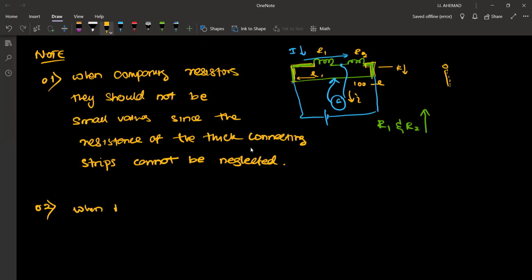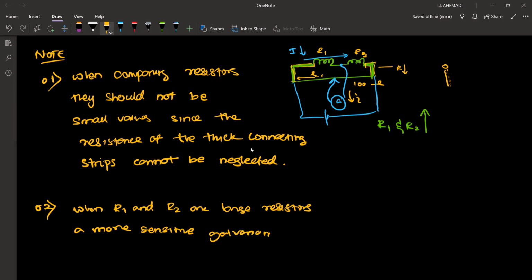When R1 and R2 are large resistors, a more sensitive galvanometer has to be used.